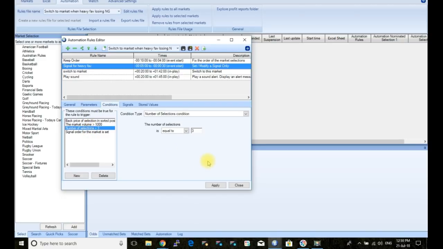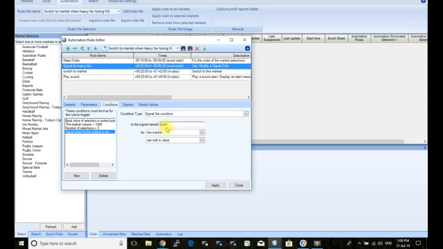The number of selections, why this is important, it's because this is going to be looking at the match odds market. So it's going to have to have a home, away and a draw in order for the second part of the signal to trigger. We don't want to put this on the under and overs and be getting alerts left, right and centre. So we've set a signal for this market, or the signal for the order has got to be met in order for this part of the rule to trigger, and that's going to be order.